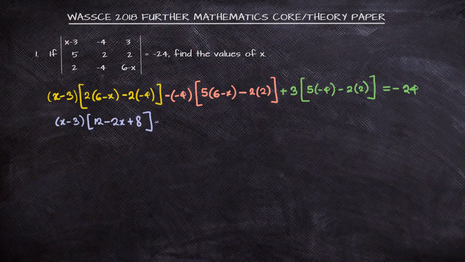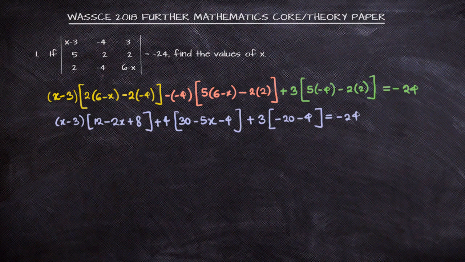Then the negative number multiplied by another negative number again, plus 4 into bracket 30 minus 5x minus 4, plus 3 into bracket 5 multiplied by minus 4 is minus 20, minus 2 times 2 is 4. Everything is equal to minus 24.